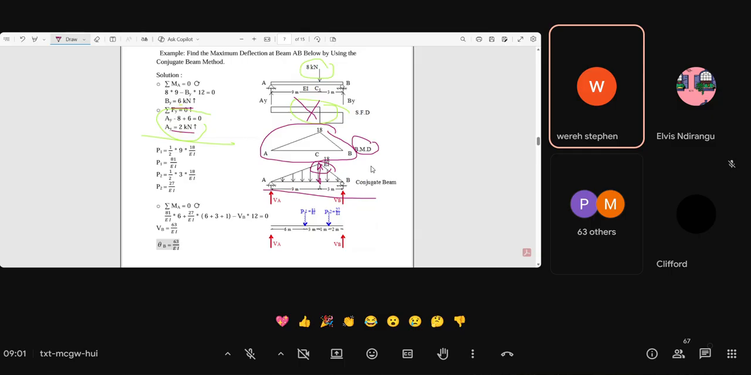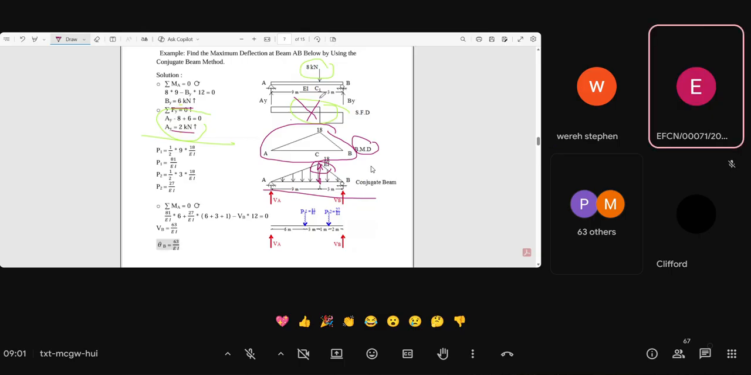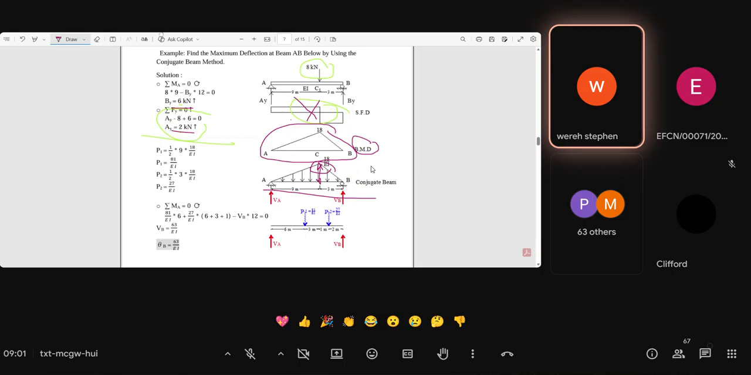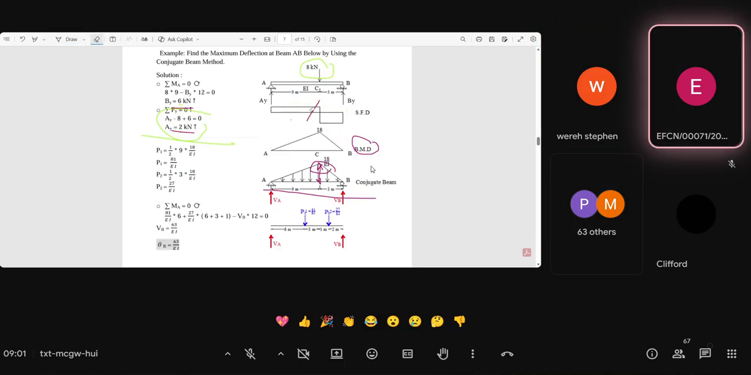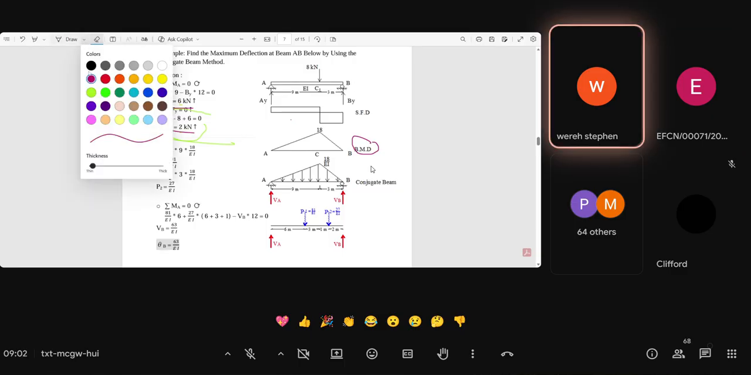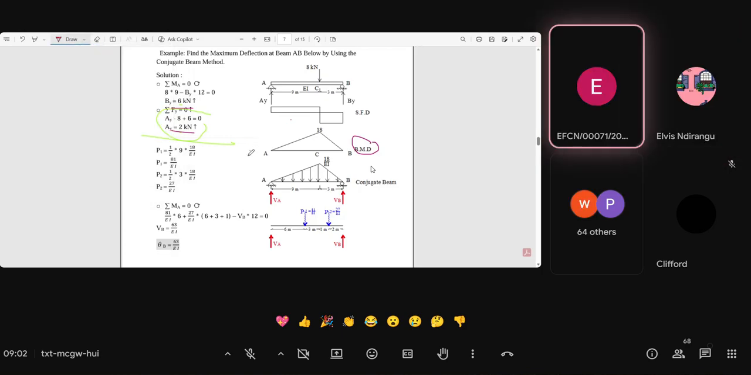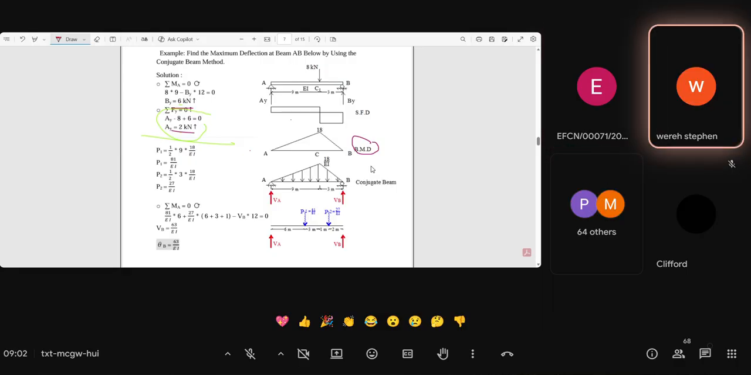Can I try? Yes. I think it's a half times the total length, which is 9 plus 3, then times 8. A half times 12 times 8. Anybody else to try? It is not like that. Anybody who can tell us where the 18 is coming from?